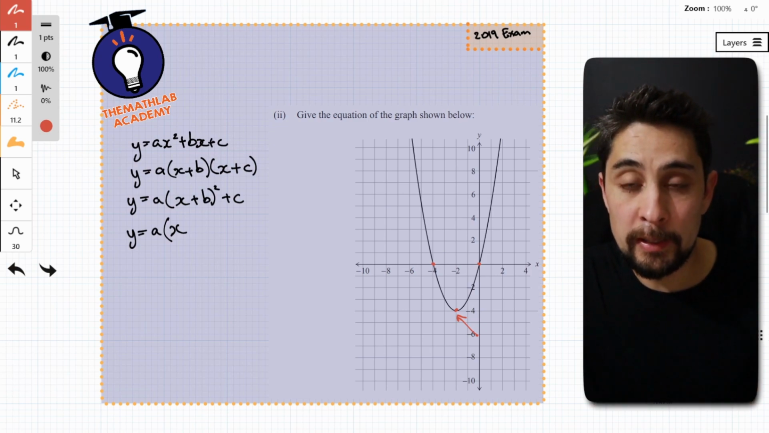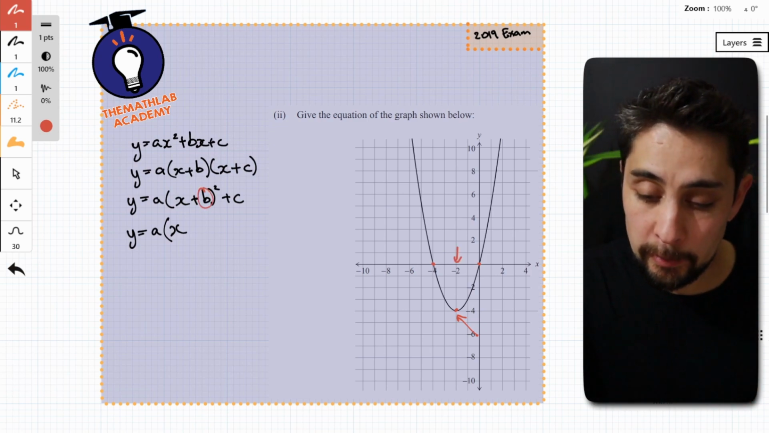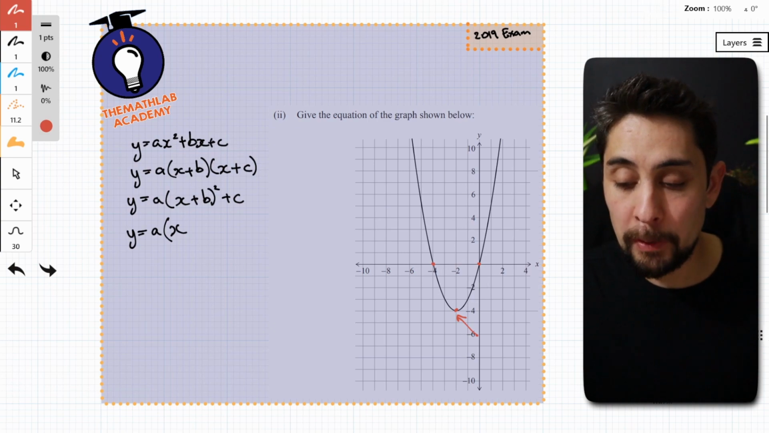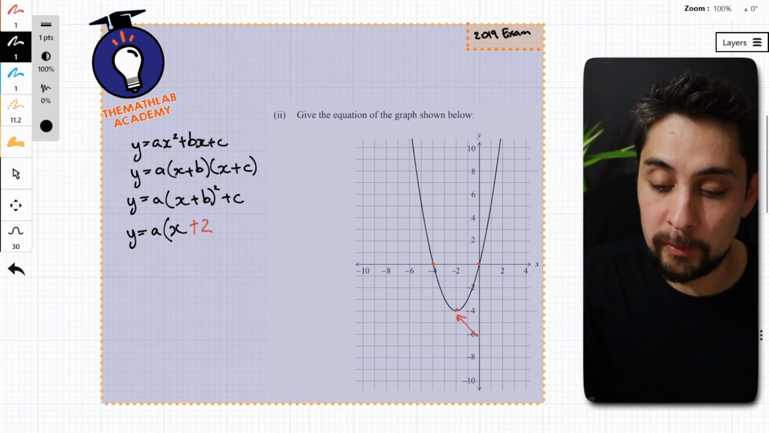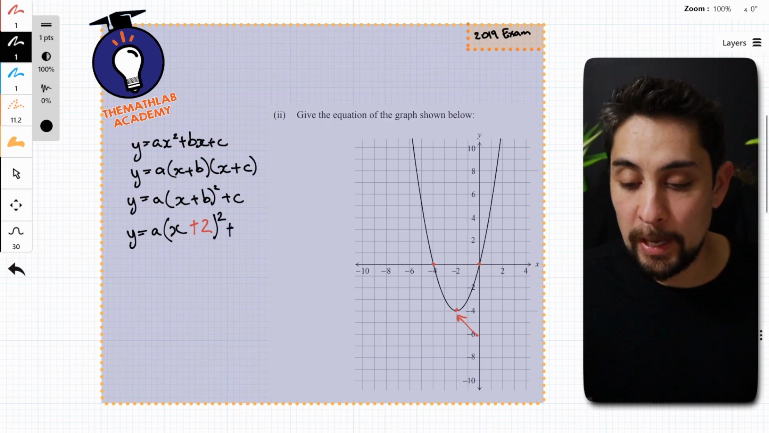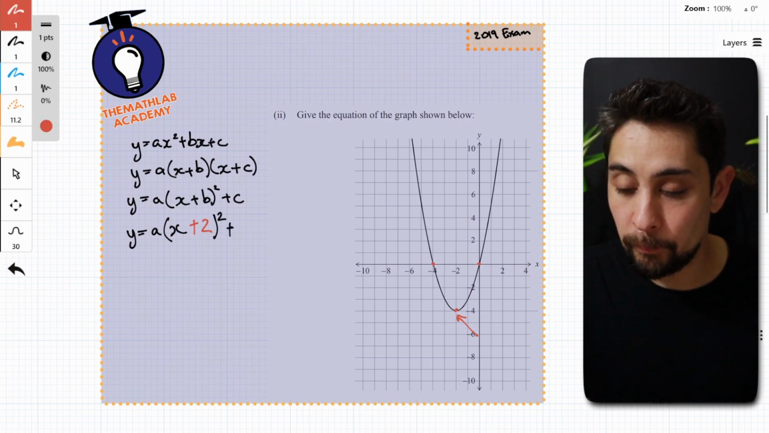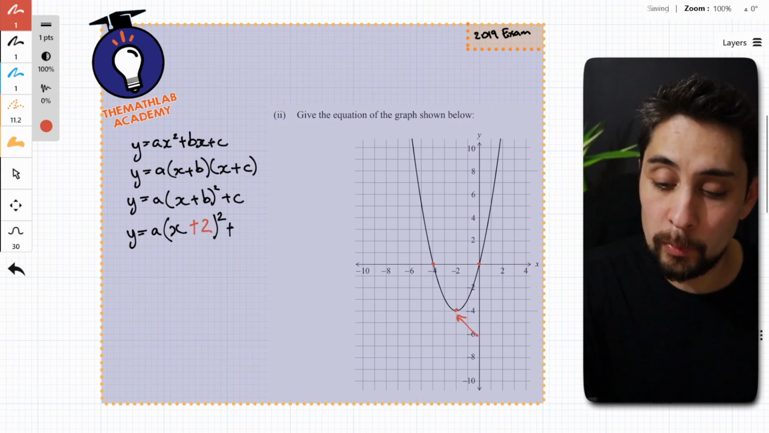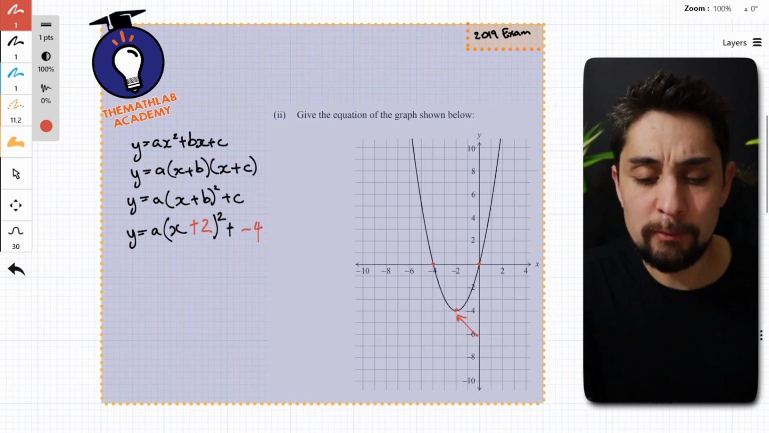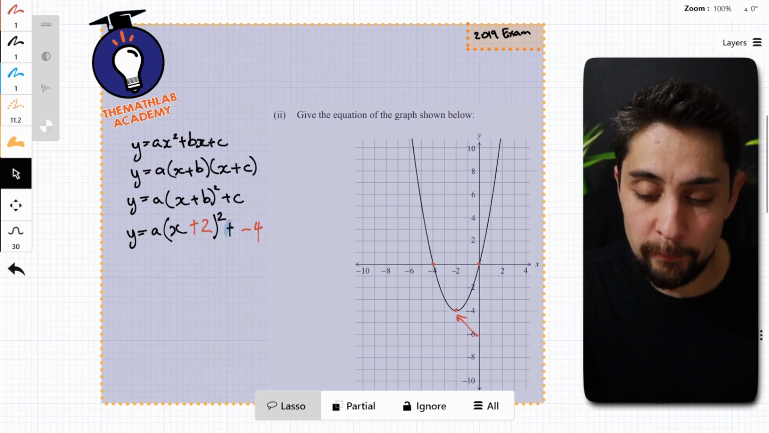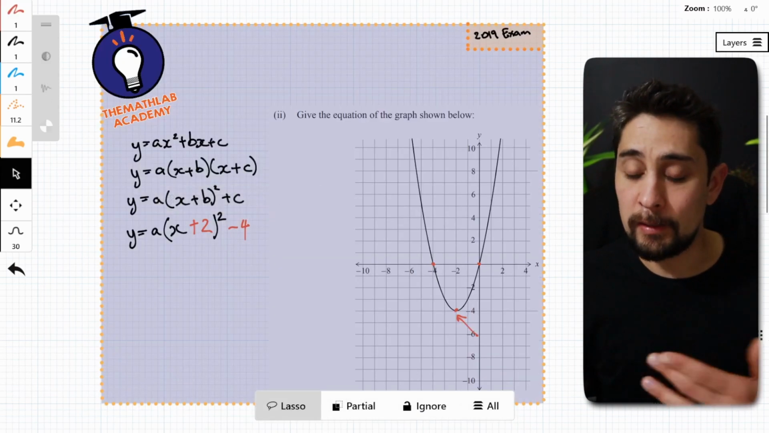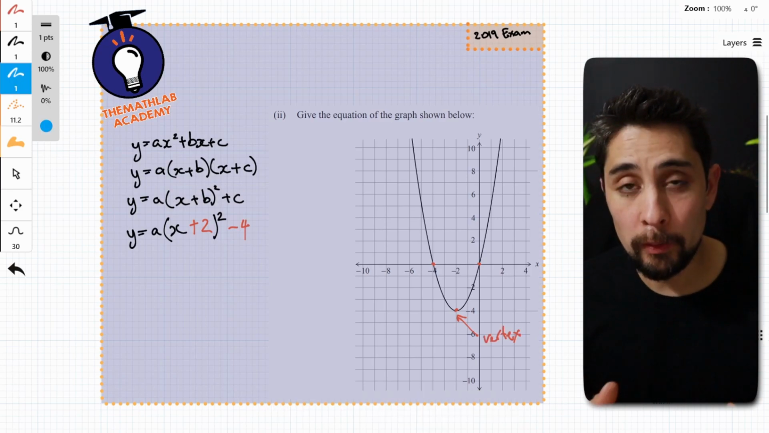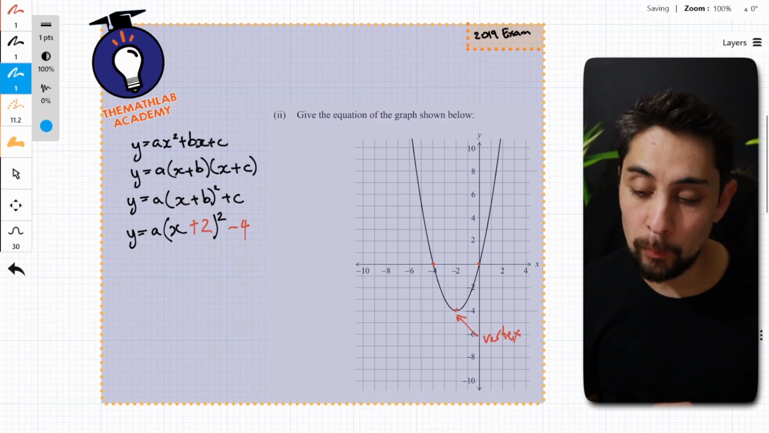The way we put that into the equation is that the b here is our x value, but with the opposite sign. So instead of -2, it's actually +2. We square that, and then we add to that the y value of the vertex, which is -4. Now usually we don't write plus -4. Instead, we just write -4 because adding a negative is the same as minusing. We've got almost everything we need. We just need to find out what that a value is.